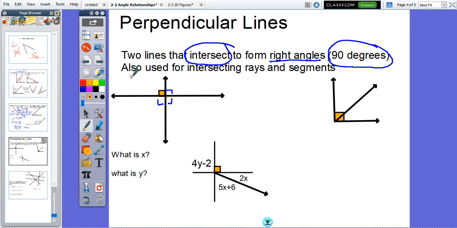Now, when it talks about the other part right here, it says also used for intersecting rays and segments. So these are rays. You got 2 rays that happen to intersect. We'll call one A, B, and C. See? And there's a random point D over here. These two rays intersect to form a right angle, and this D value right here was just drawn out to split this up. So I have 2 new angles right here. Now, I don't know if they're equal or not, but what I do know is that those 2 angles together equal 90 degrees. They're complementary angles because they are bound inside the right angle that is formed right here.